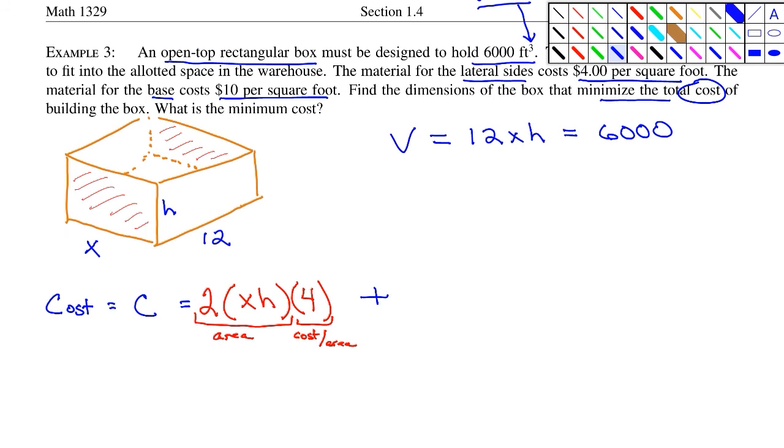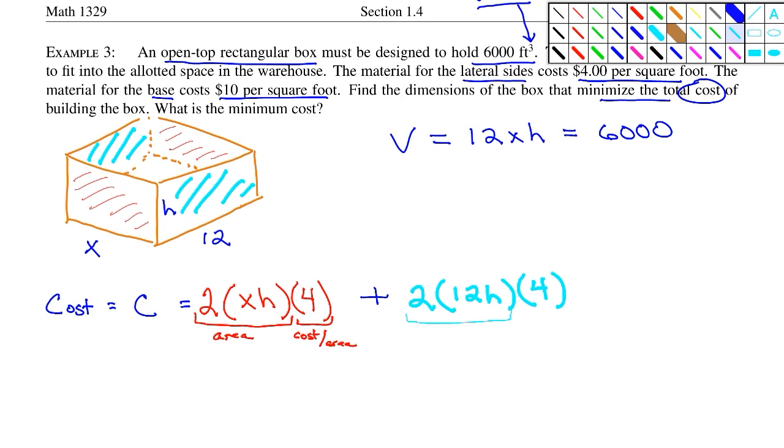All right, next, I'm going to look at this side here, which has an accompanying side over here. So the area of that is 12h. There are 2 of those again, and the cost for those sides is $4 per square foot as well. Again, that comes from area and then the cost per area.